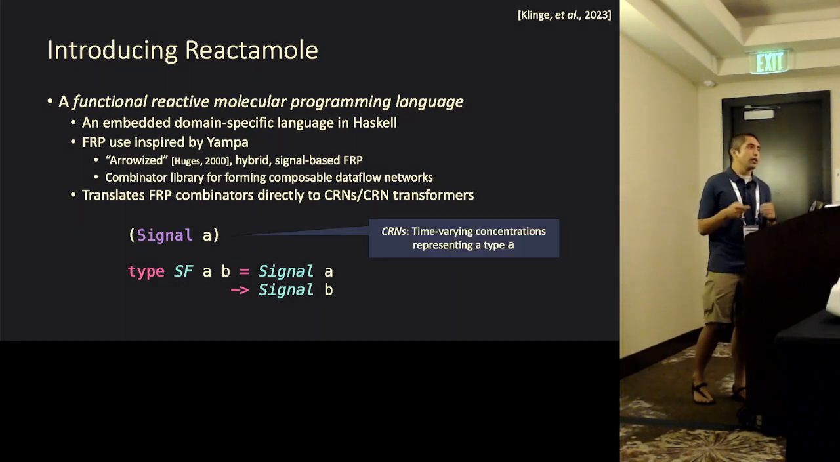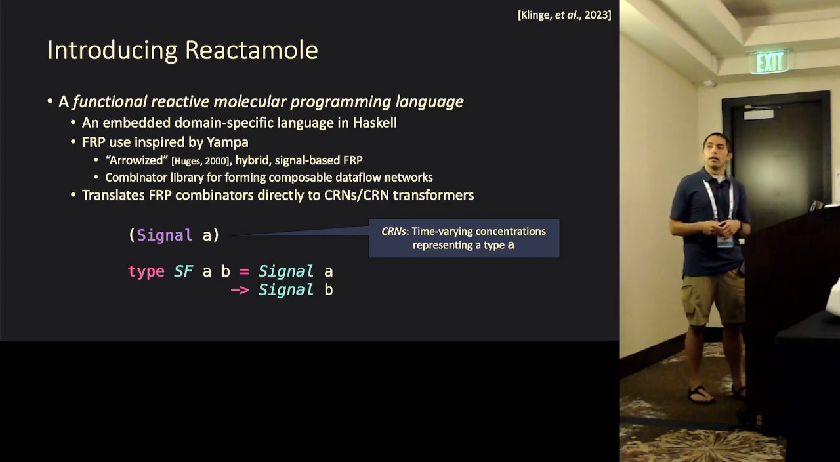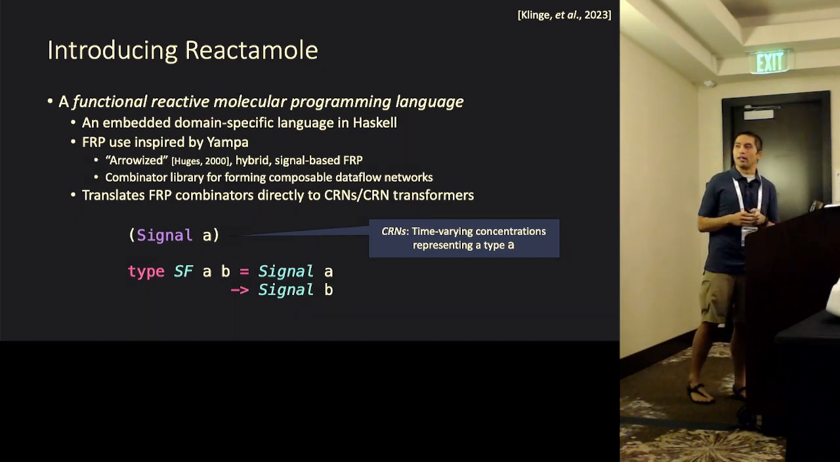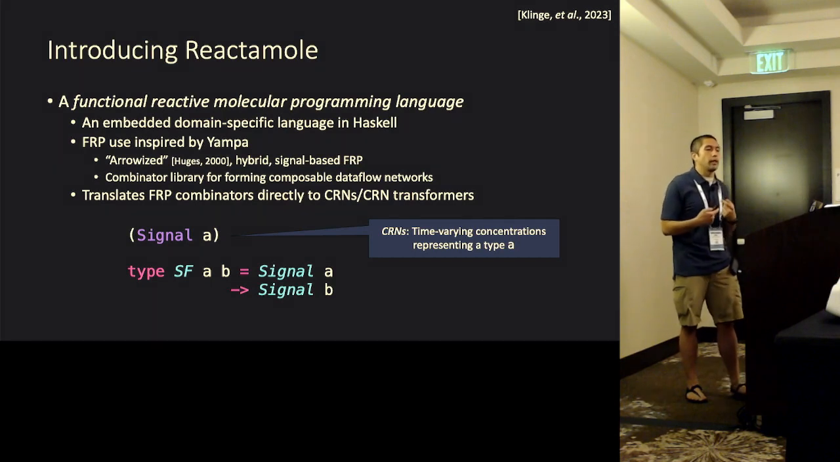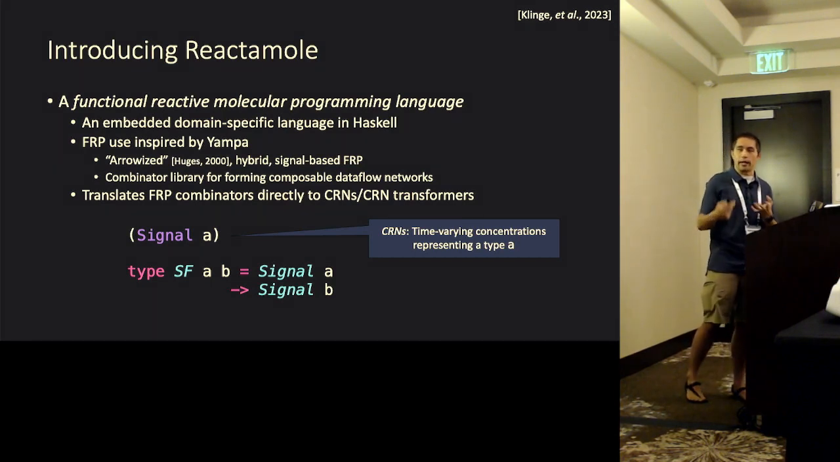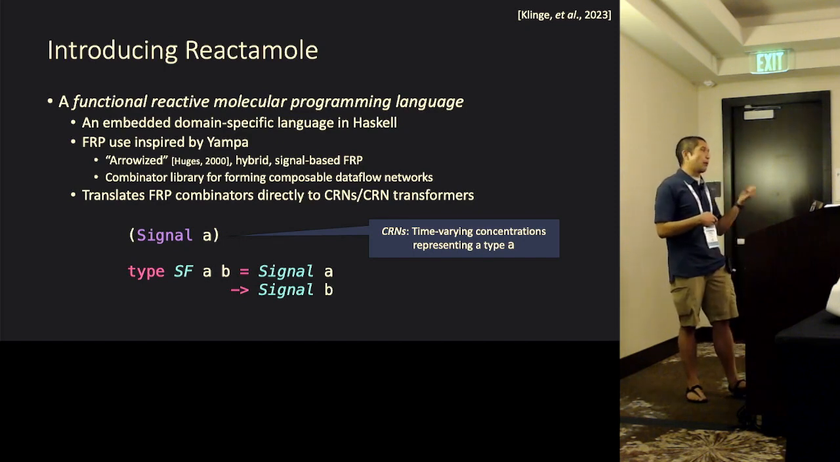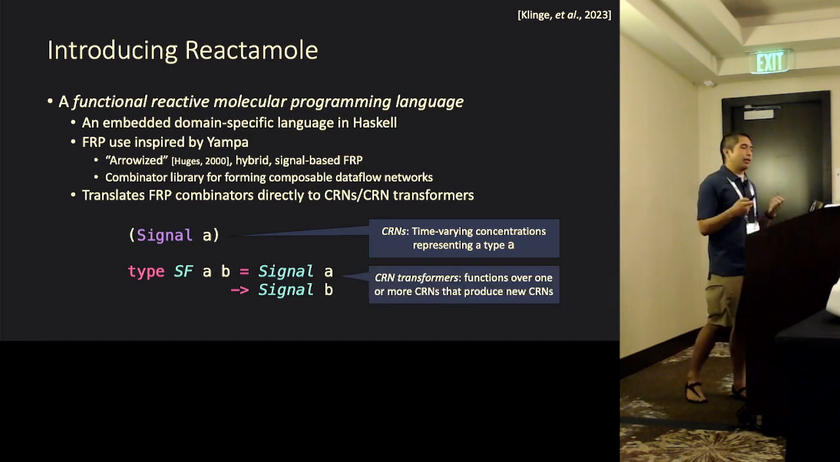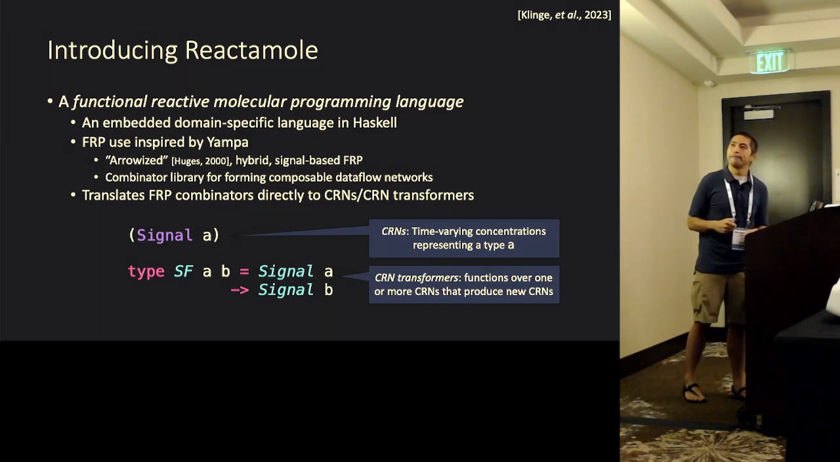A signal is a chemical reaction network. A signal in the FRP world is a time-varying value of type A. A CRN we can think of as a time-varying set of concentrations changing that represent a value of type A. And a signal function, the main workhorse within the FRP setup as realized by Yampa, is a transformer over signals, allowing us to map one signal to another. That's simply just a CRN transformer for us, allowing us to transform one CRN into another.